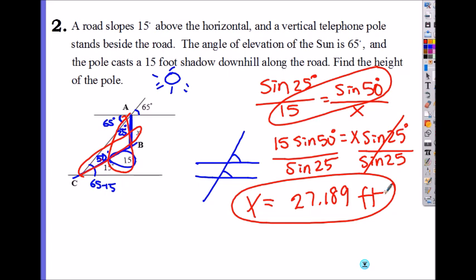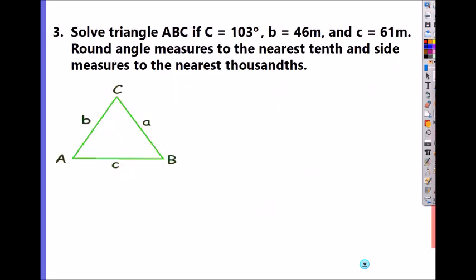Okay. Try number 3. Would they always ask you to find the missing length like the last two? No. You have to also find the missing angle. So here angle C is 103, B is 46, and C is 61. You see how this is angle side side? You see how we have a matching side and angle?